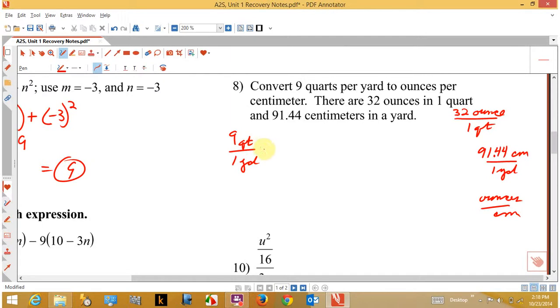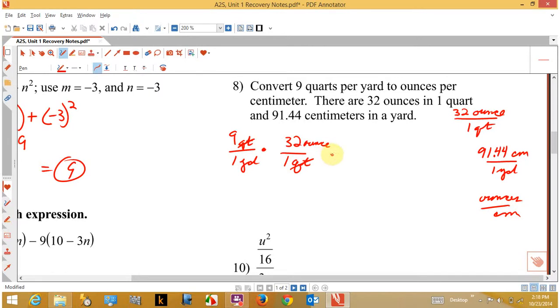So here quart is a numerator, and I want to get rid of the quarts, so that means the quarts that's here must be a denominator. So I'm going to put 1 quart over 32 ounces. And notice what happens. The quarts go away as a unit, and I have ounces as a numerator. Look, I want ounces per centimeter, so yes, I do have that set up right.